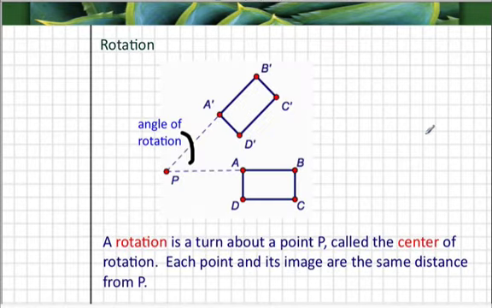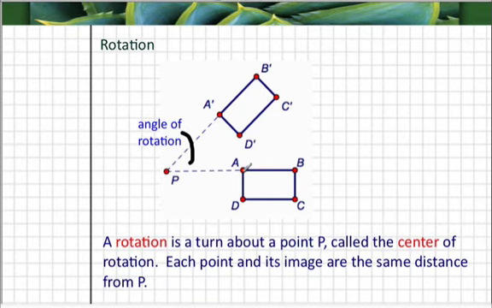The next type of transformation is called a rotation. And obviously a rotation is just a turn, but the thing that you have to understand about a rotation is how that turn is created. So a rotation is a turn about a point, which I'm calling P here, but you could call it anything. And point P is the center of the rotation. Each point and its image are the same distance from P.